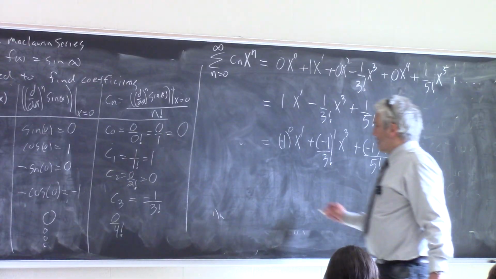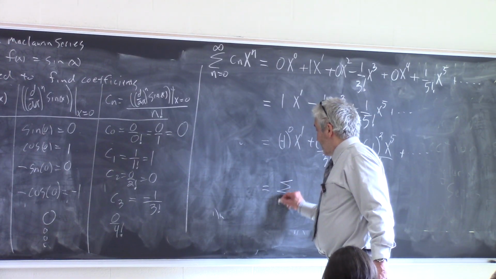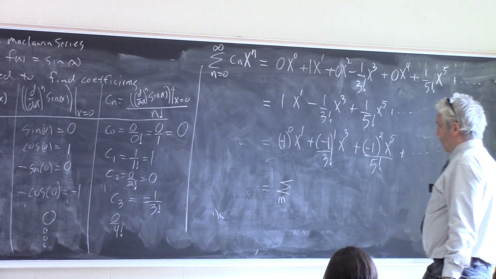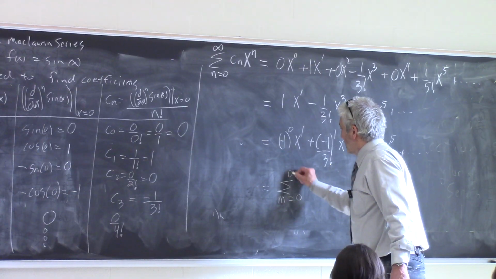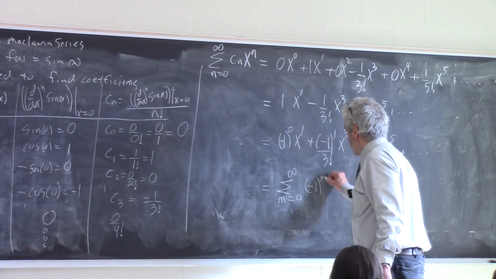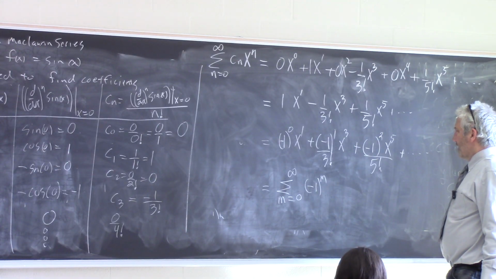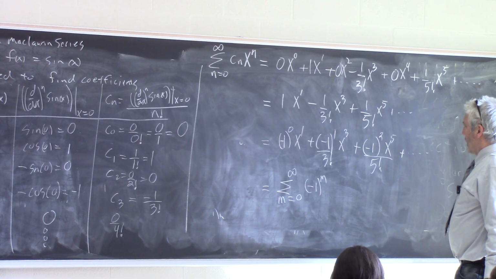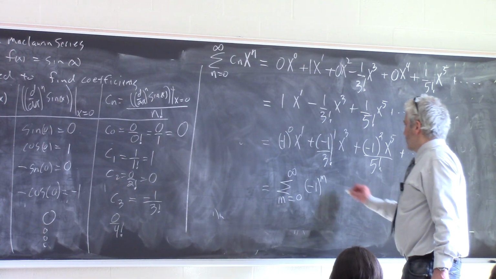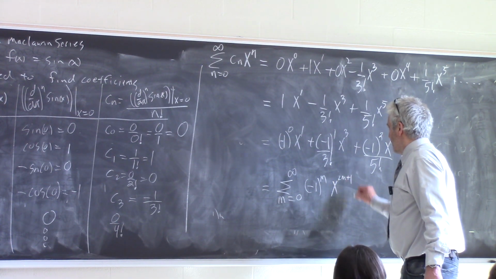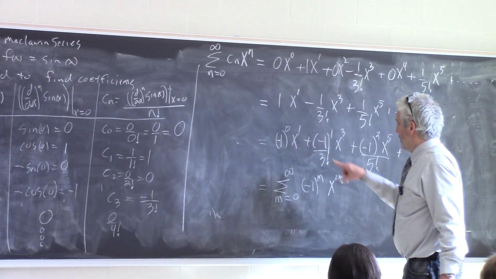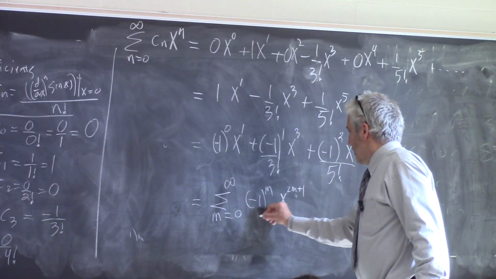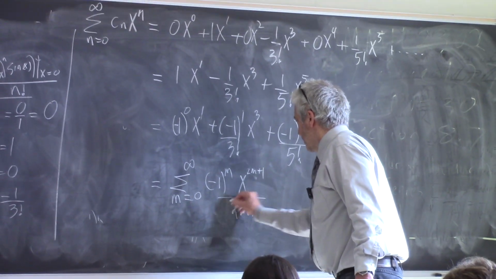Well, I can write this as a sum starting with the index m, m equals 0 to infinity. I'm going to have minus 1 to the m power. And then what about my exponents for x, and what about my numbers for the factorial? Those are the odd integers. So I can get those numbers by doing 2m plus 1. So 2 times 0 plus 1 is going to be 1. 2 times 1 plus 1 is going to be 3. 2 times 2 plus 1 is going to be the number 5, and so forth. And then on the bottom, 2m plus 1 factorial.